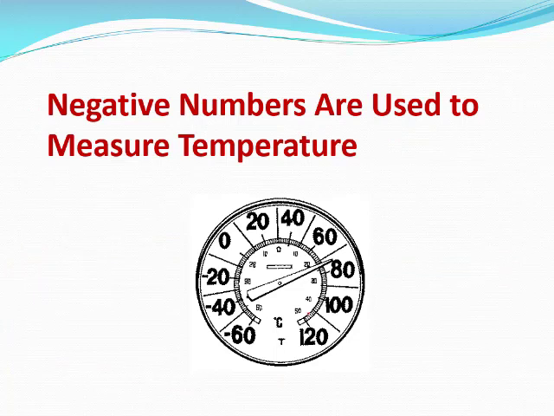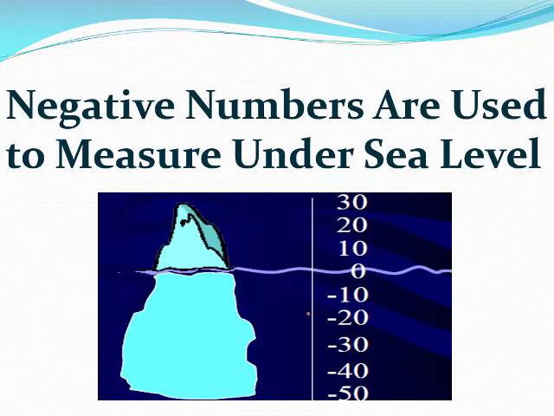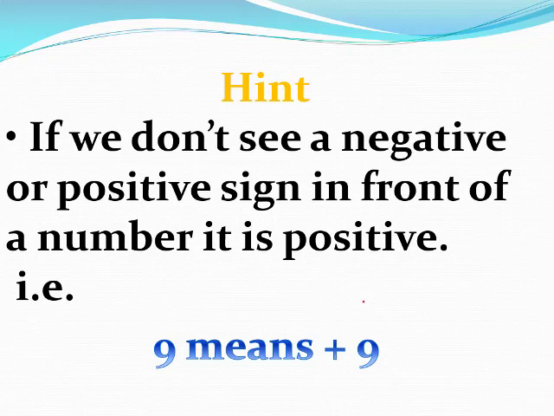Negative numbers are used to measure what? To measure, for example, very low temperature. As we see the thermometer in our fridge, we can use it to measure negative 5 or negative 3. So it's used to denote the temperature less than 0. Also, negative numbers are used to measure under sea level. For example, when we swim to negative 10 meters, or 10 meters under the sea level, that's denoted by negative. All the numbers under the sea level are negative.